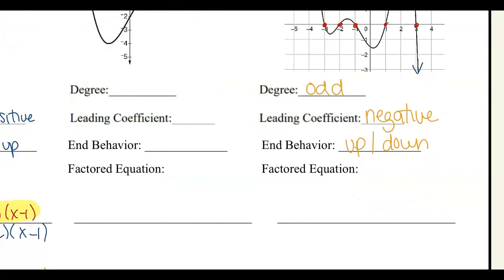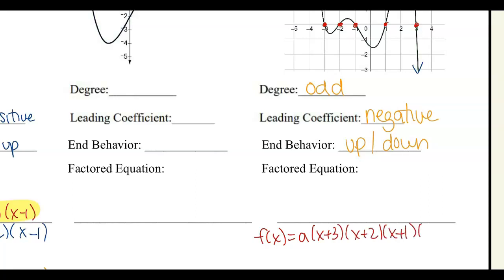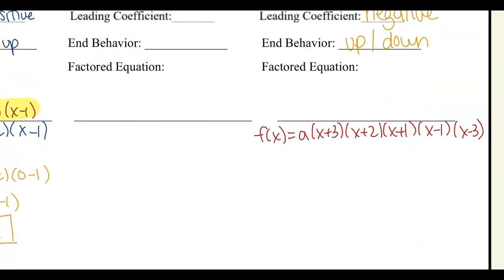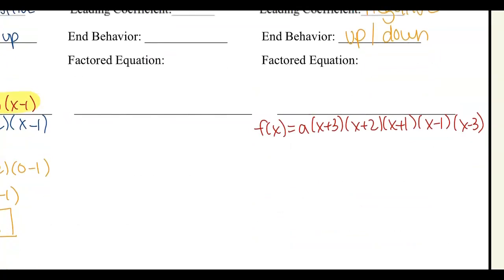So down here at the bottom, I'm going to put f of x equals a, because I know I'm going to have to find out what that leading coefficient is. You should have had x plus 3, x plus 2, x plus 1, x minus 1, and x minus 3. Those are your factors. What's the multiplicity on each of those? They're all 1, every single one.